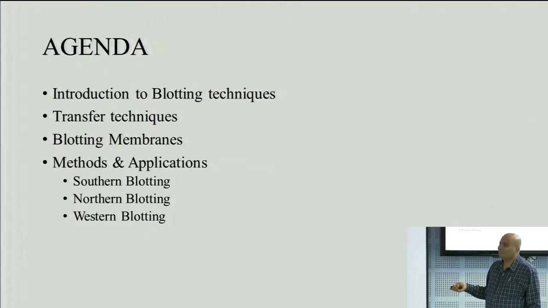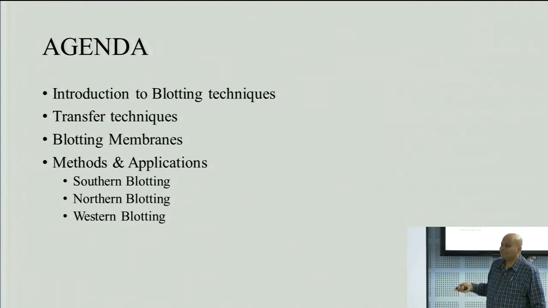Why did the name come? South, east, north, west? Southern is the name of the scientist. Very, very good. That's what I kept wondering, how did the direction come in here in the blotting? Southern is the last name of the first person who discovered this, from England, I think in 1983 or something around that time.